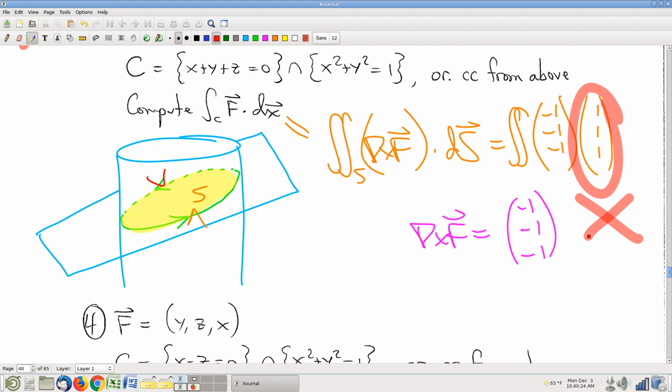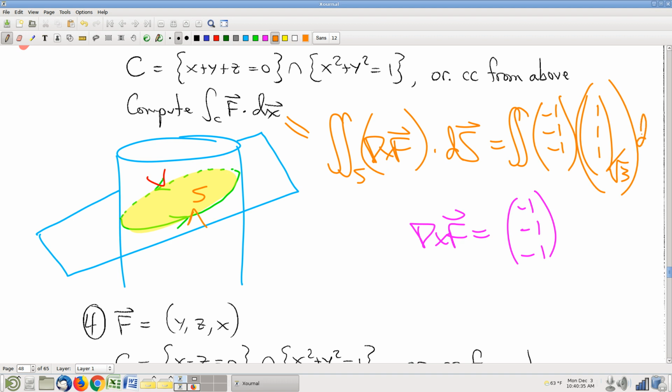Well, couldn't you just use the unit normal? You can use the unit normal, that's right. And if you do that, if you then say, all right, I'm going to divide by the square root of 3, then your differential over here is dS.